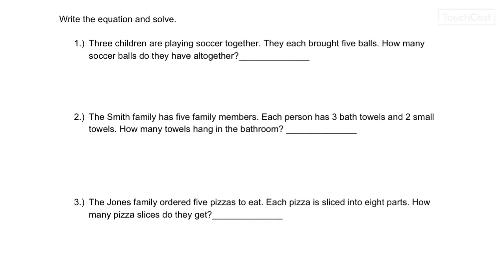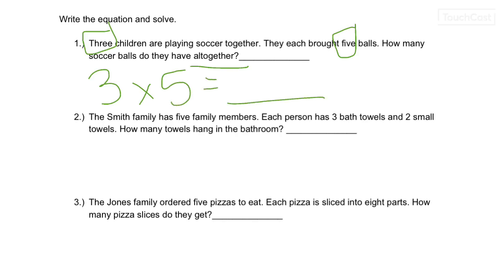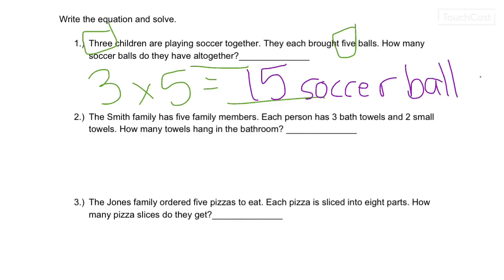Okay, we're going to write an equation and solve. 3 children are playing soccer together. They each brought 5 balls. How many soccer balls do they have all together? So 3 kids each bring 5 balls, 3 times 5. So let's roll our fives 3 times. 5, 10, 15, 20, 25. Stop. Oops. We need to do 5 3 times. 5, 10, 15. Stop. Should be 15 soccer balls. If something doesn't sound right, just start over and roll your numbers again.